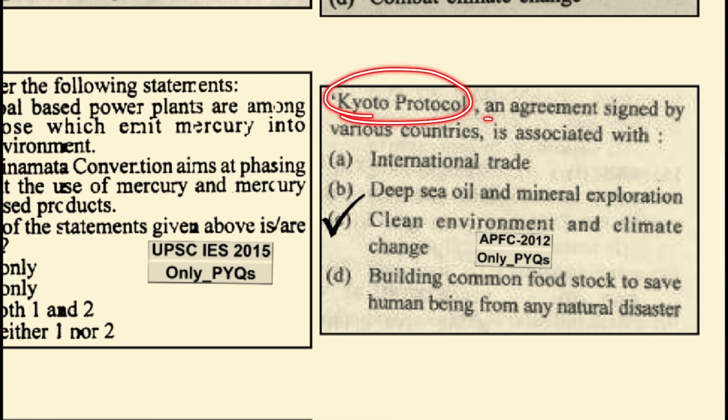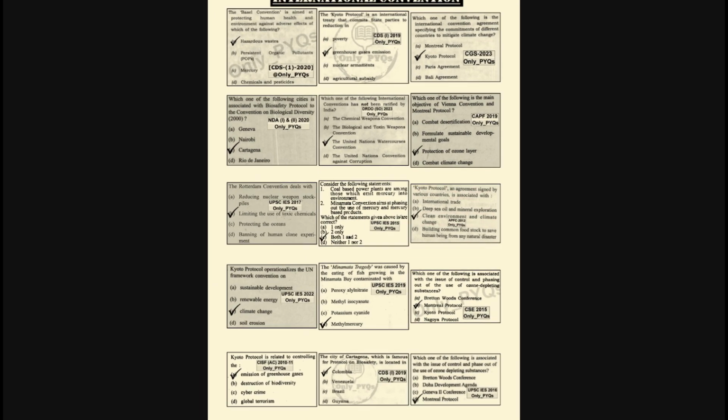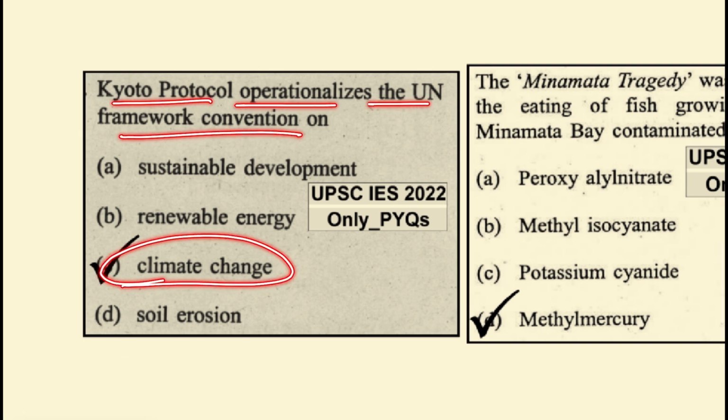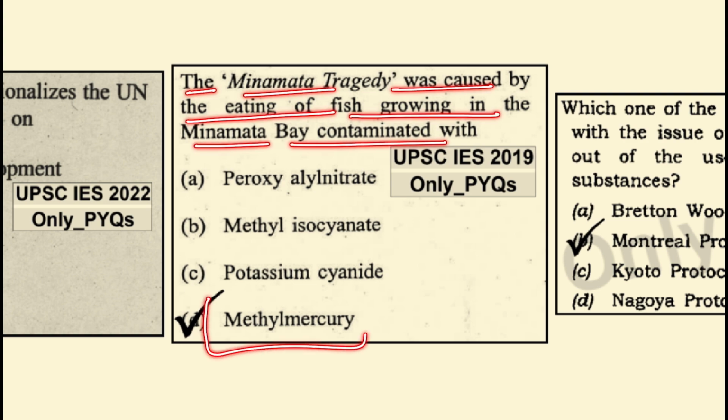KYOTO Protocol, an agreement signed by various countries, is associated with the clean environment and the climate change. KYOTO Protocol operationalizes the UN Framework Convention on the Climate Change. The Minamata tragedy, which caused by the eating of the fish growing in the Minamata Bay, contaminated with the methyl mercury.